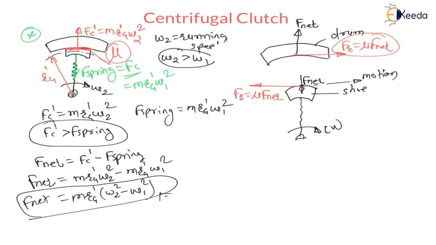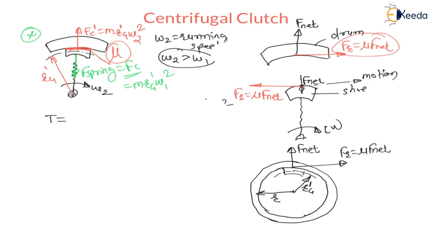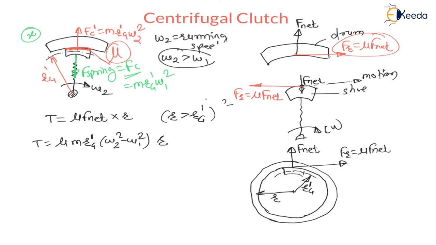Now if I see torque calculation, here the friction force mu F net is acting at radius r, which is the drum radius, and rg dash is the effective radius of rotation. Therefore torque is equal to mu F net into radius r, where radius r is the radius of drum, which is definitely always more than rg dash. Therefore this torque is equal to mu F net, which we have derived as m rg dash times omega 2 square minus omega 1 square, into radius r. Now can I say this is the torque transmitted by a single shoe?